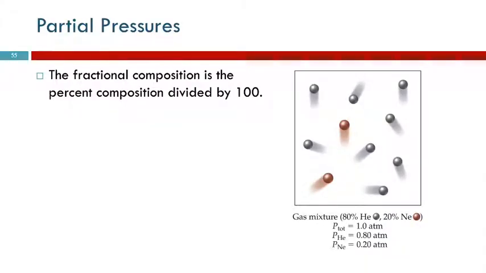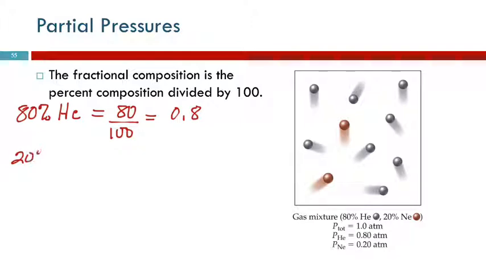So how do we think about this? A fractional composition, you take the percent composition and divide by 100. So here in this gas mixture, 80% of it's helium, 20% of it is neon. So we've got 80% helium. Well, 80% is 80 parts per 100 parts. So 0.8. That's the fractional equivalent of 80%. It's 0.8. 20% neon, the fractional composition then is 0.2.